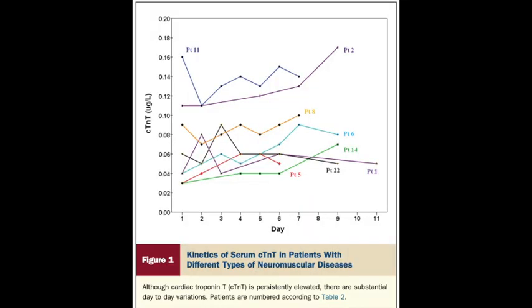Patients with neuromuscular diseases have persistent elevation of cardiac troponin T in their circulation. This can last for several years. However, it should be borne in mind that there is significant day-to-day variation in the level of cardiac troponin T in the circulation. This is particularly relevant when assessing these patients for the possibility of an acute coronary syndrome.